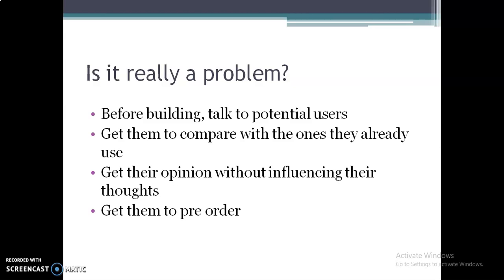So the last point we have there is get them to pre-order. This works like magic. Even the biggest companies in the world do it. Apple does it. So when Apple wants to launch new products, they call for pre-order. They make half of their money at pre-order. People bring in money. So if people are not pre-ordering, then they don't like it. It's not good enough.